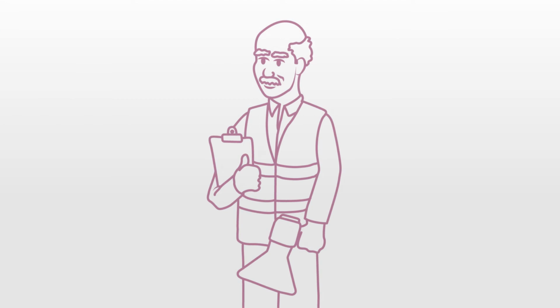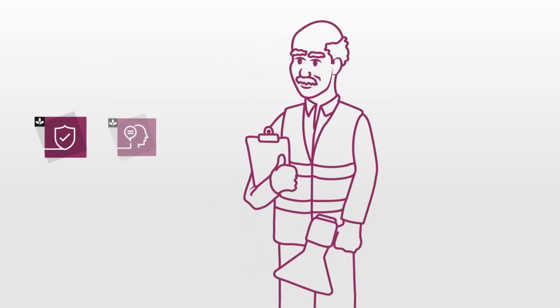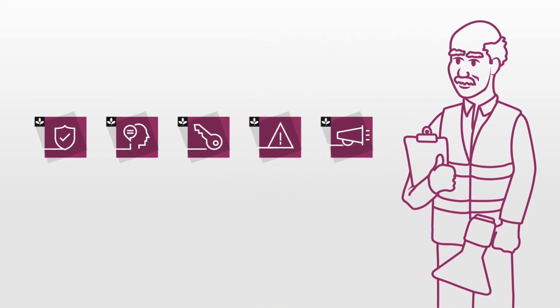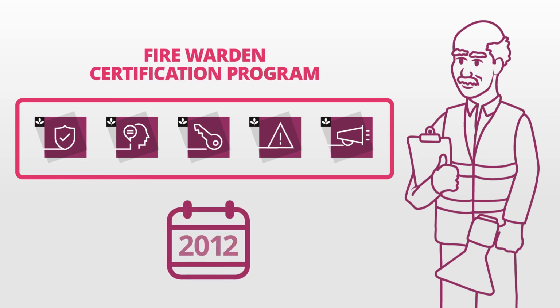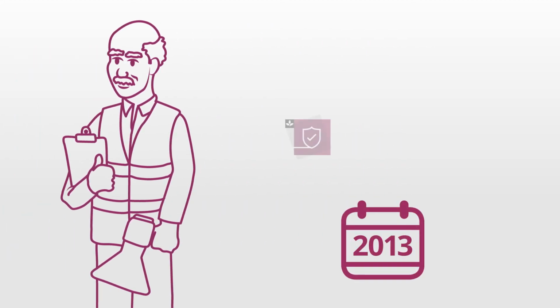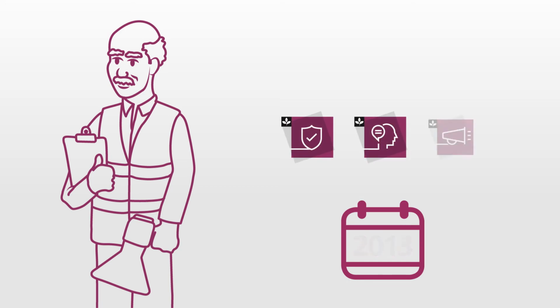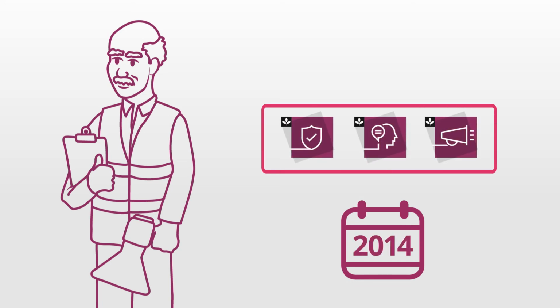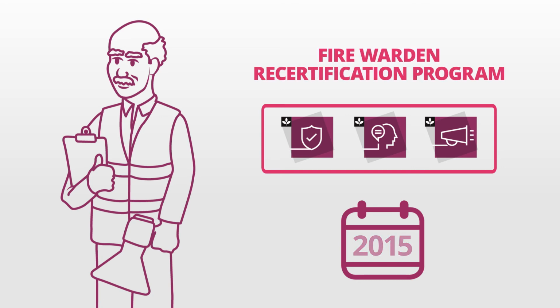Let's use the example of Jeff, who is a fire warden. When he qualified a few years ago, he went through a full certification program. Since then, each year he is prompted by the system to recertify. He doesn't have to do all of the courses again, just a set recertification path. That gives him his certification for another year and means he's up to date on the key skills he needs to keep himself and his colleagues safe.